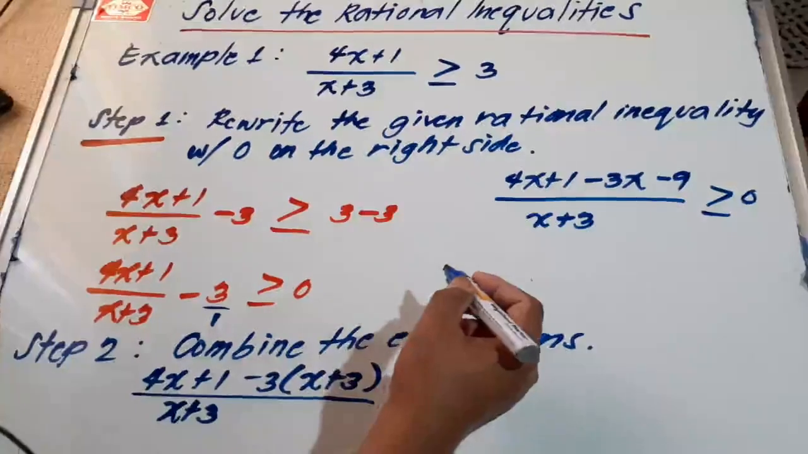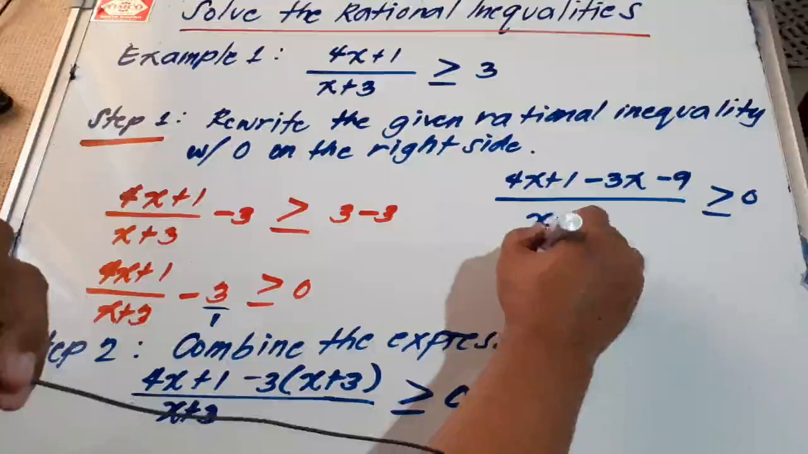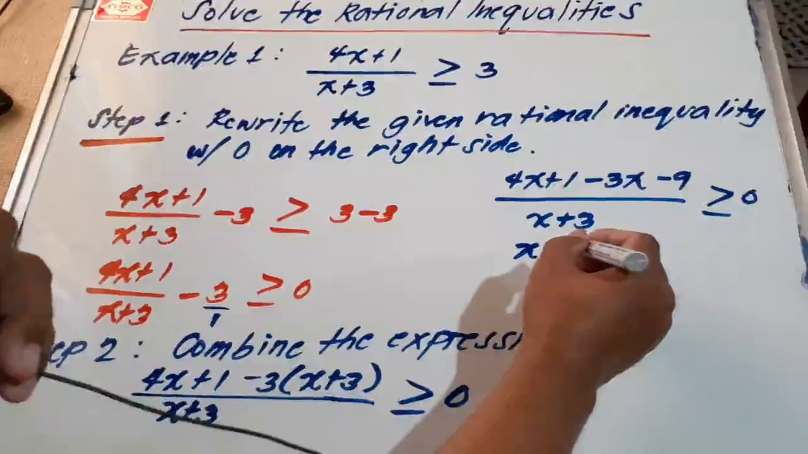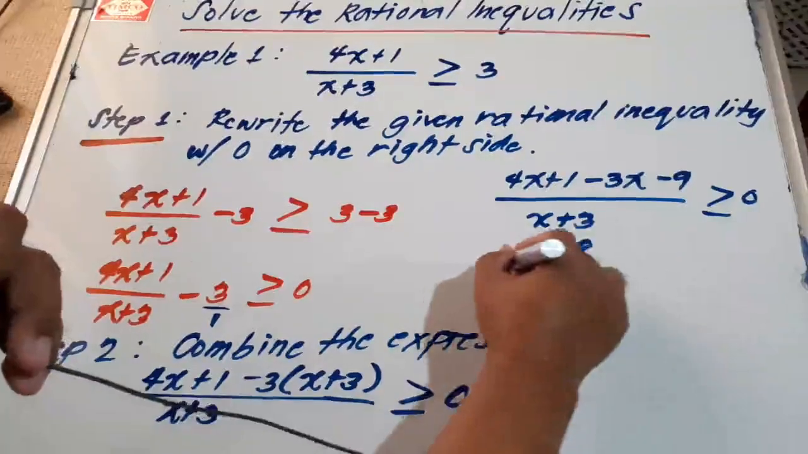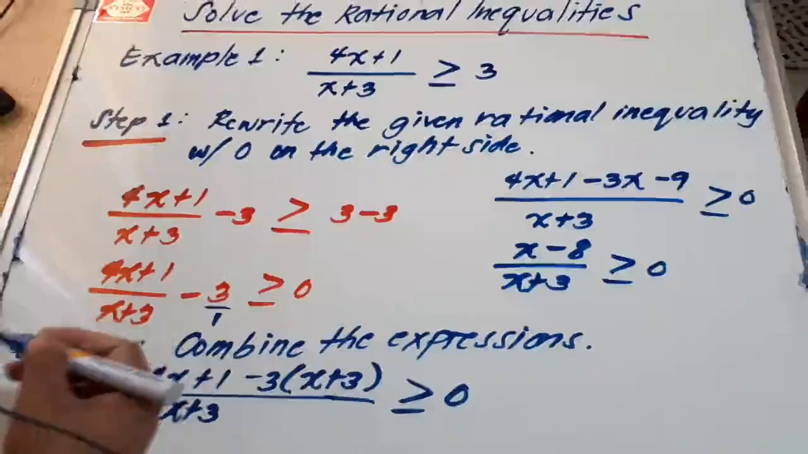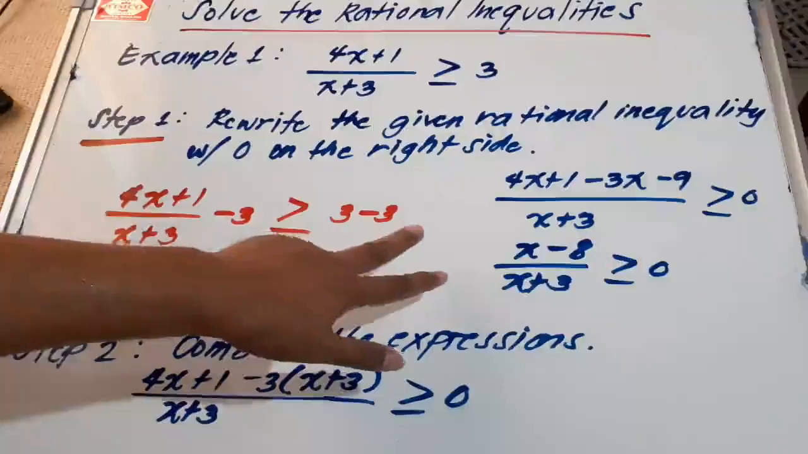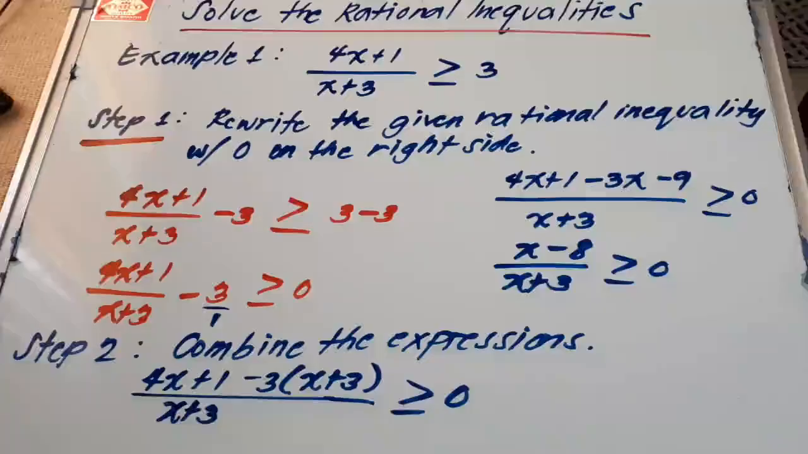Then we combine like terms. 4x minus 3x is x. And we have 1 minus 9 is negative 8 over x plus 3. This is greater than or equal to 0. So we have now the new form of the rational inequality. We have combined the expressions on the left side and the right side of our inequality is 0 as well. So the resulting inequality now is x minus 8 over x plus 3 greater than or equal to 0. Okay?